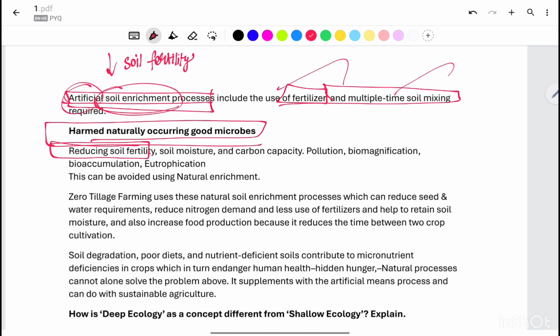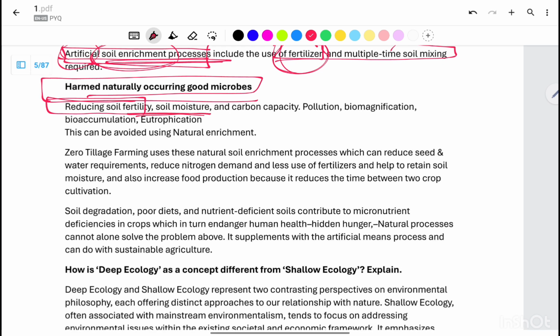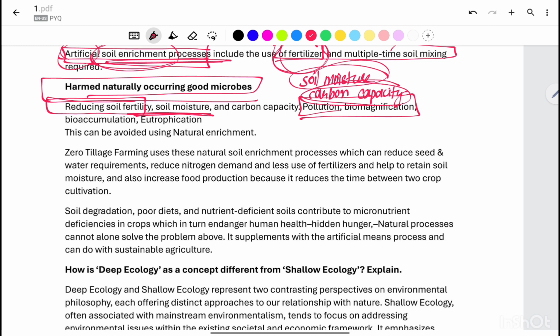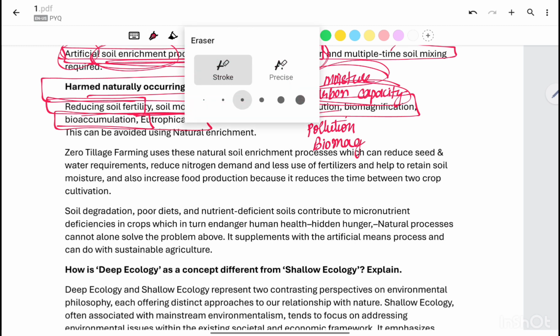Artificially, we are enhancing the soil enrichment through fertilizers, but they reduce the soil fertility and the soil moisture, and they reduce the carbon capacity as well. Pollution, so we'll be having the pollution, biomagnification, bioaccumulation, eutrophication.